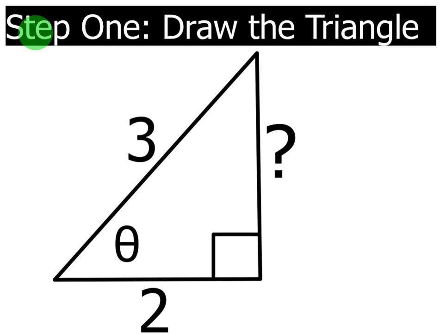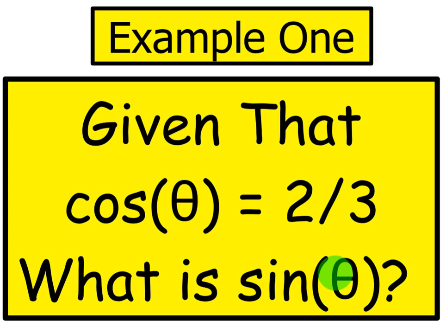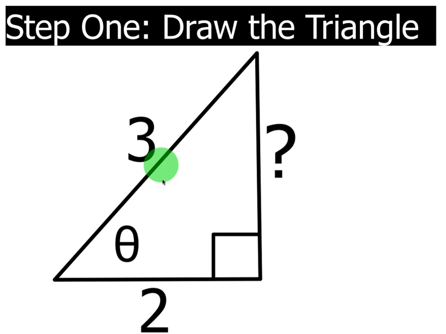Now, you can easily draw a triangle from this information. Going back to what they gave us, it says that cosine of theta equals 2/3. Now remember, cosine equals adjacent over hypotenuse. So I can draw an angle in a triangle. I can label my adjacent side 2 and my hypotenuse 3, since cosine is adjacent divided by hypotenuse. So when you're given a trig ratio, you can fill out 2 of the 3 sides of the triangle.